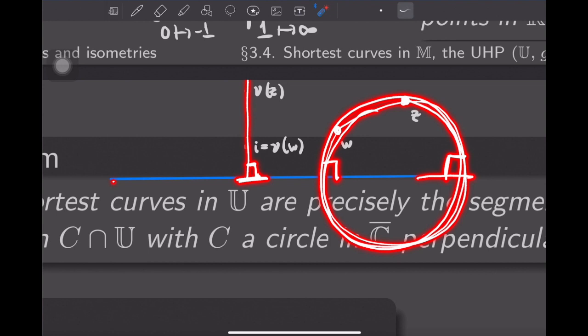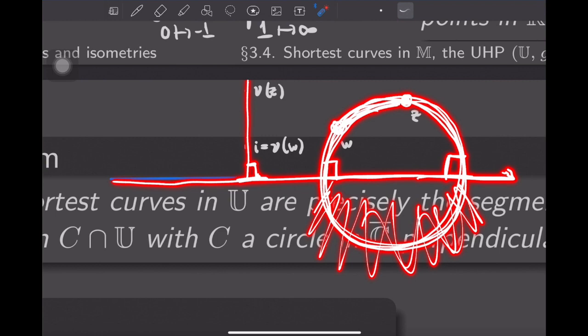Right? So what do I obtain? Well, the shortest curve between my two original points is a segment of a circle in C bar orthogonal to R bar, right? And of course, since I'm focusing only on the upper half plane, I discard this part.